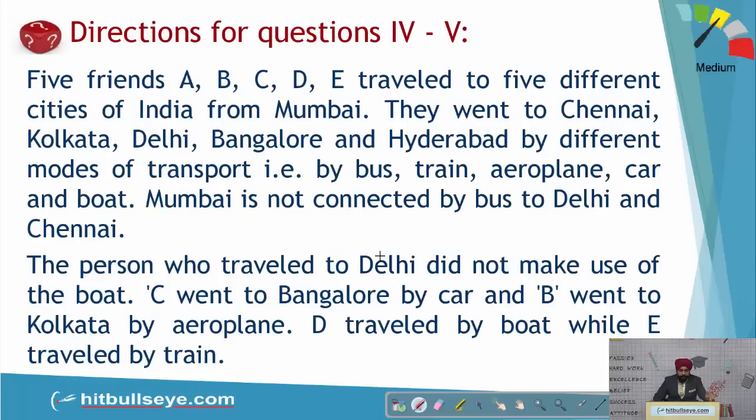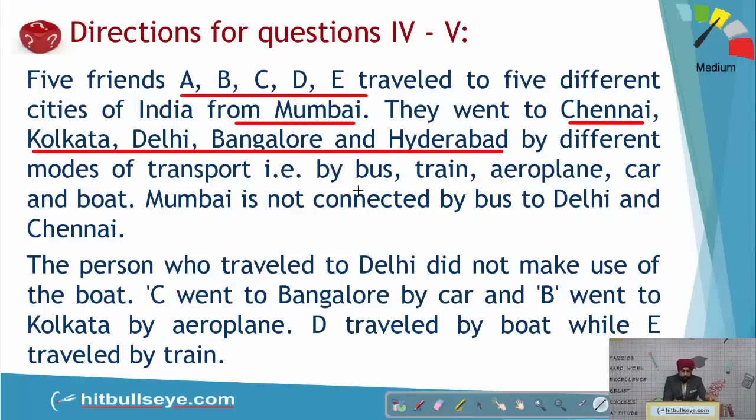After that, students, another set says 5 friends, 5 different cities. They are traveling from Mumbai. They are Chennai, Calcutta, Delhi, Bangalore and Hyderabad, and 5 different modes of transportation have been given. Then let's make the table here again.